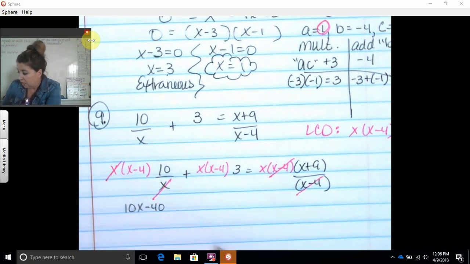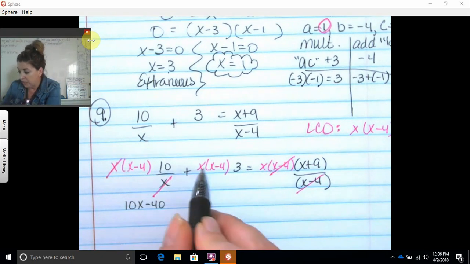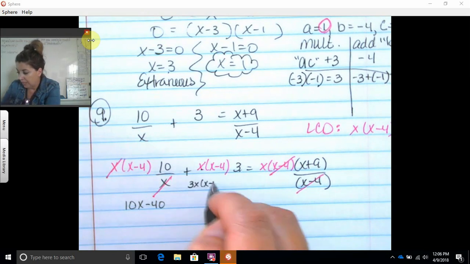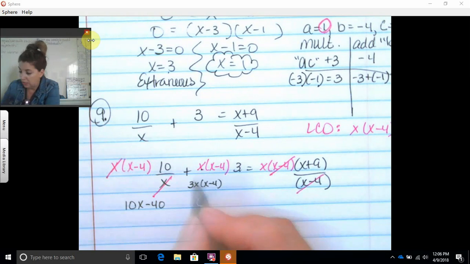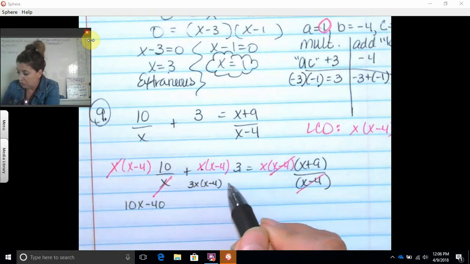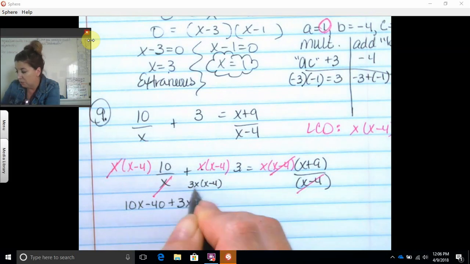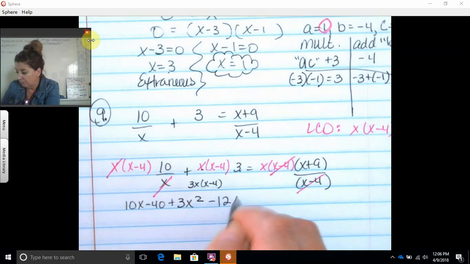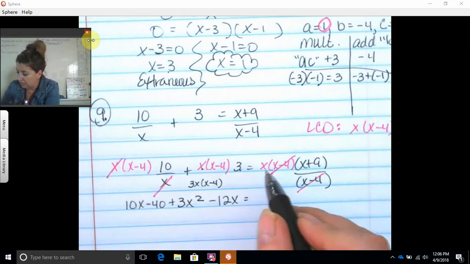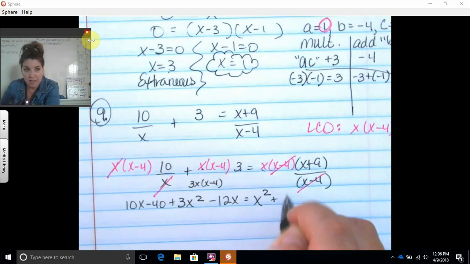Right, Miss Rayleigh. Over here, now I can multiply these monomials together. X times 3 is 3x. Wait, why don't you do x squared? I can, and then multiply by 3. I can do that too. Doesn't matter. But I just prefer to multiply those together, and then I'll distribute 3x, okay? So 3x times x, that's going to be positive 3x squared, and 3x times negative 4 would be negative 12x. Equals, over here, x times x plus 9. So x times x is x squared. X times positive 9 is positive 9x.